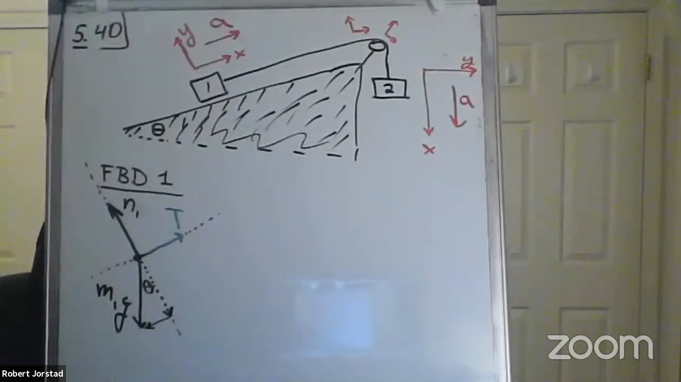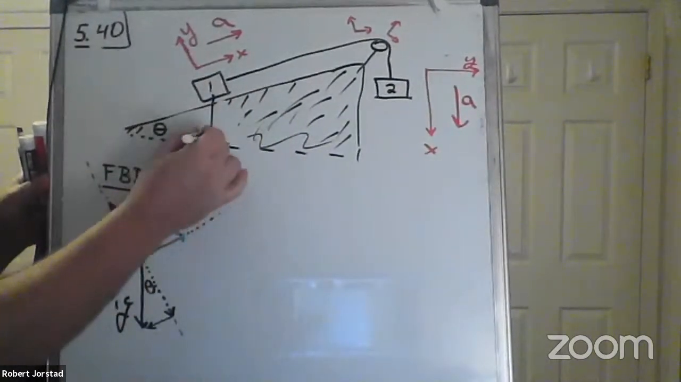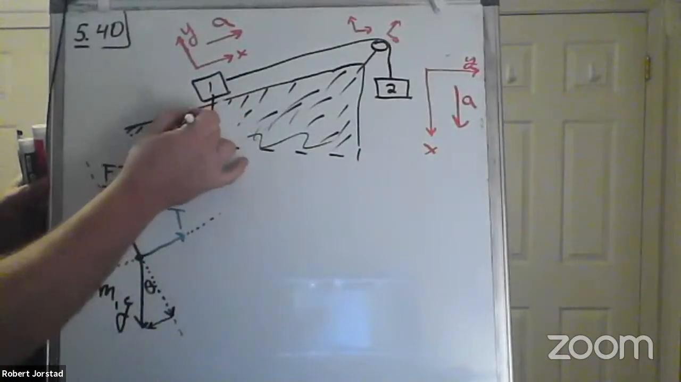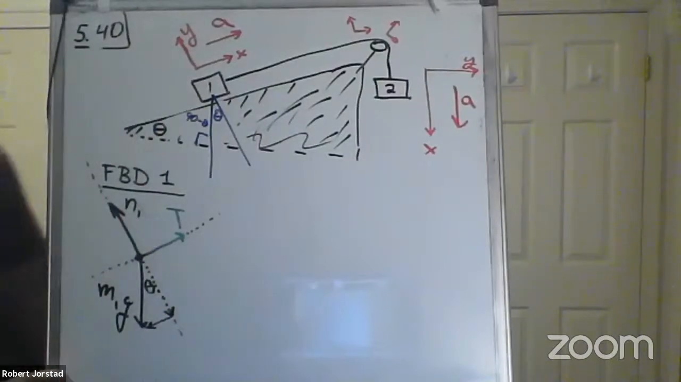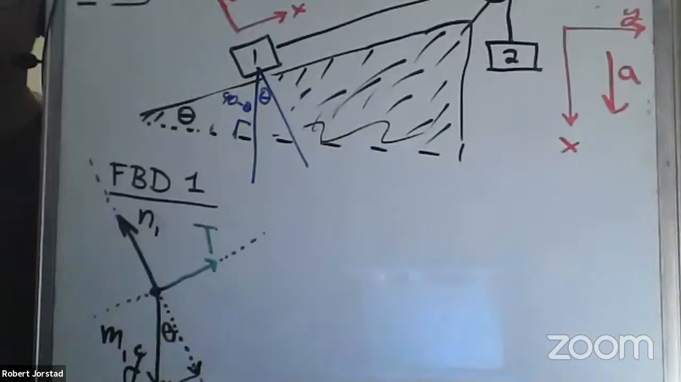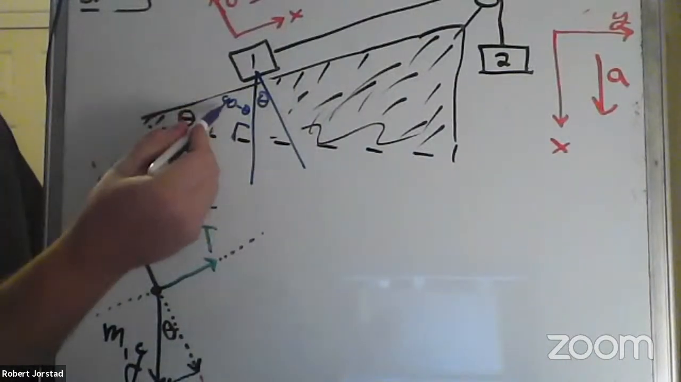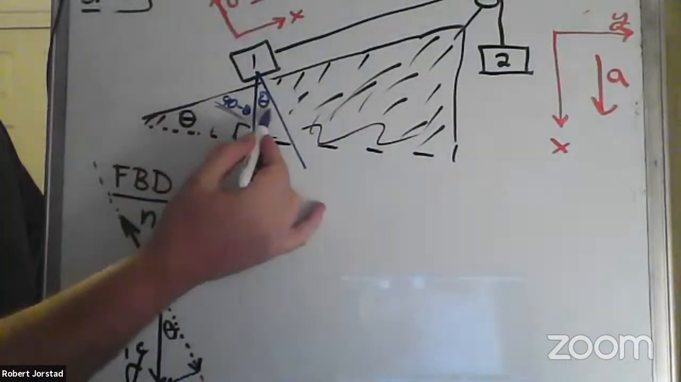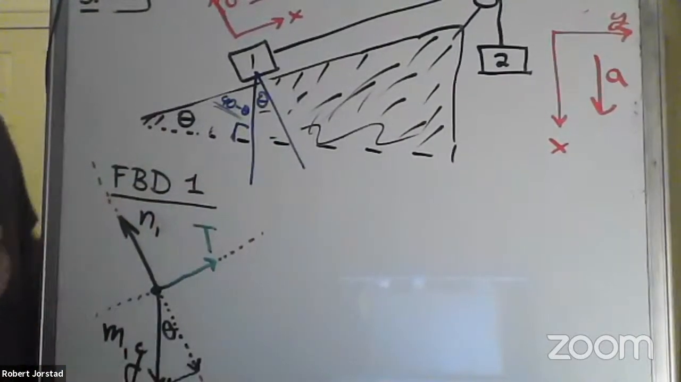If you have trouble seeing that, you go back to the original picture, you draw it, and you say, well, if this is that, this is 90 minus, and that makes this theta. Again, we have a right triangle here, so this one is 90 minus, and this one is theta. So that's how I got this angle down here is theta.